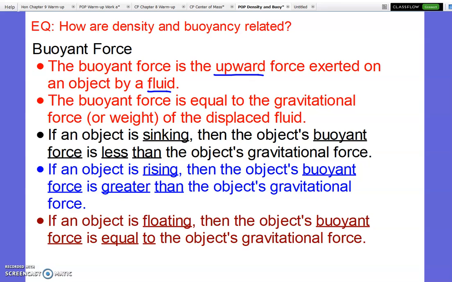Now, the way we calculate the buoyant force is that it is equal to the gravitational force, or weight, of the displaced fluid. And so we're going to look at this statement a little bit more in detail later on.